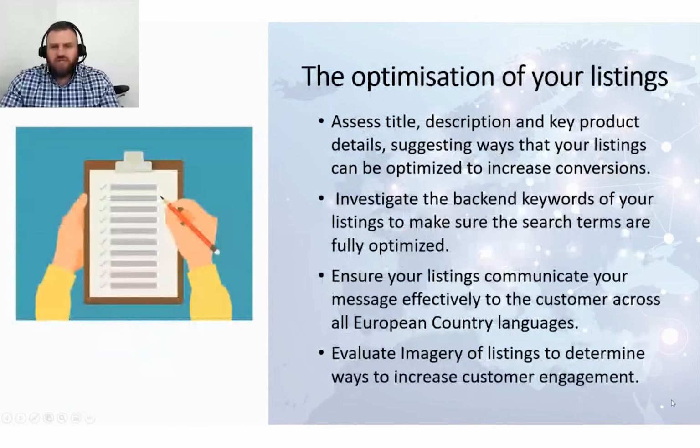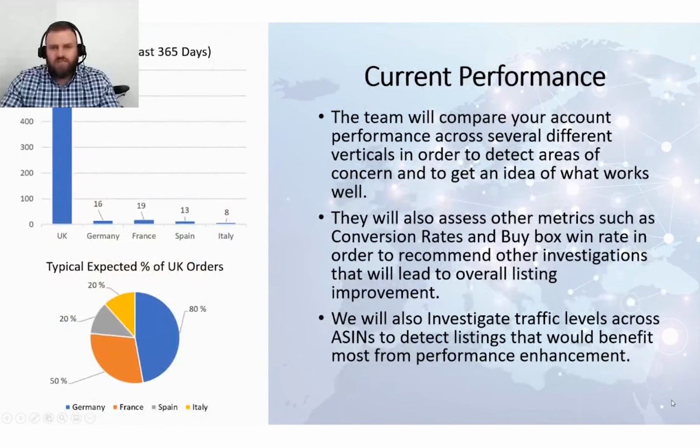We'll also look to assess other metrics such as the conversion rates, buy box win rate, and all different kinds of metrics like that that will lead to overall improvement. And then we'll go into the traffic levels across the ASIN. So who's clicking on the listings, how many people are we getting, how are we driving that traffic to those listings. Again, a really important performance enhancement tool.